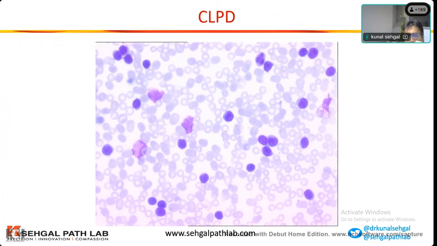No. Why do they become smudged? Fragile, sir. Any vitamin deficiency can make cells fragile and become smudge cells. If you transport the sample or keep it for a longer time, it will become fragile. So, smudge cells are commonly seen in CLL, but they are seen in many lymphomas, many leukemias, and as storage artifact. Just because you see smudge cells, please do not call it CLL.